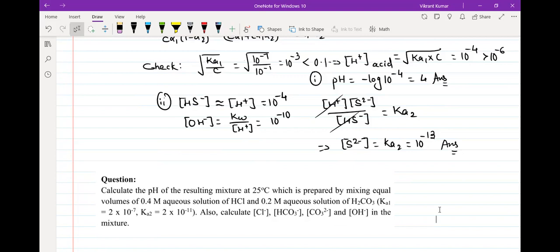Sir, I can assume the volume to be anything. Yes, I can assume the volume to be anything. Yes, V can be 100 ml, 1 liter, whatever you want, that works.